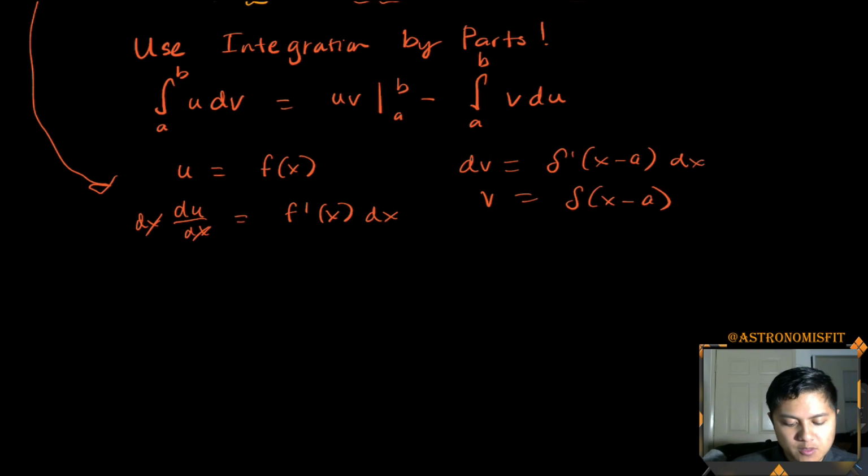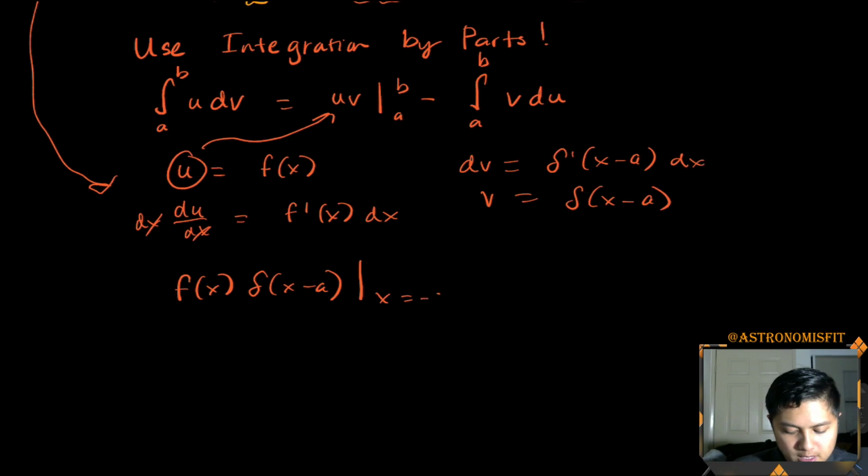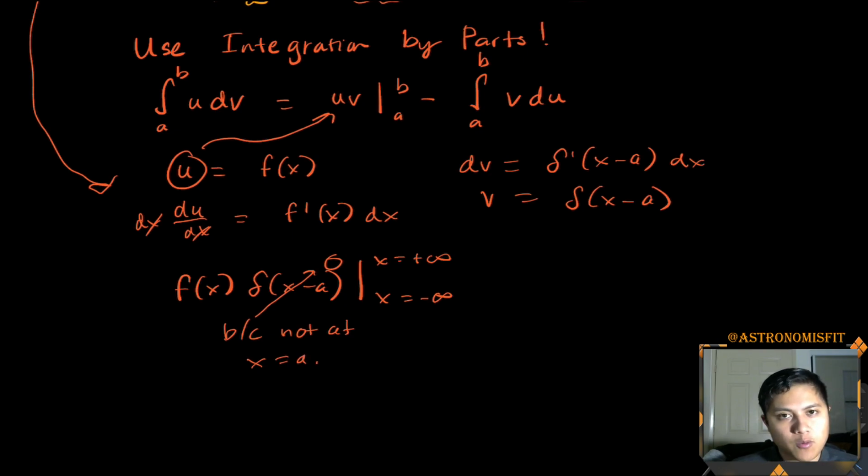So the product u times v is going to be f of x, right? So this is our u. It corresponds to this u right there. We'll have f of x. Now we have v, which is delta x minus a. And we evaluate that at x equals minus infinity, x equals positive infinity. Now, since we're not evaluating this at the point x equals a, this term is going to be 0. So 0 because not at x equals a. Remember, the delta function is 0 everywhere away from x equals a.